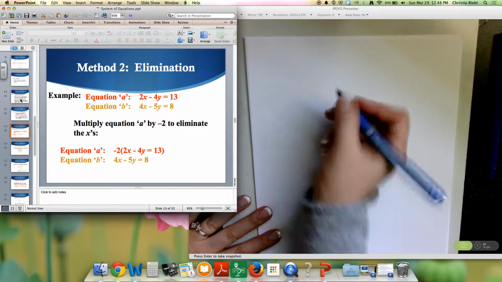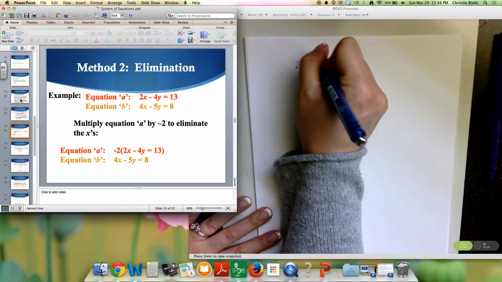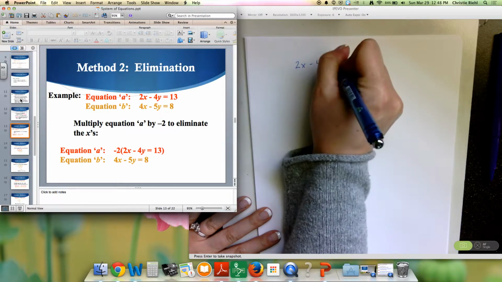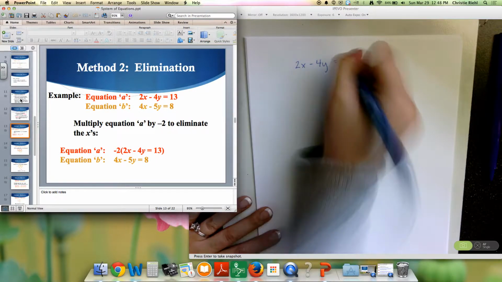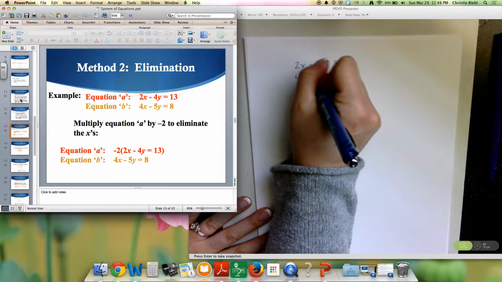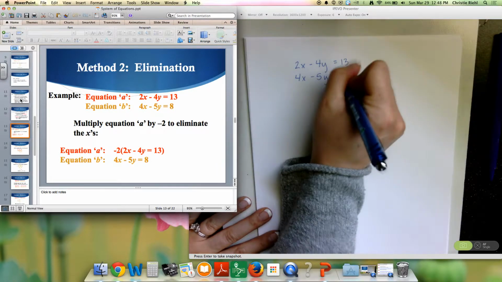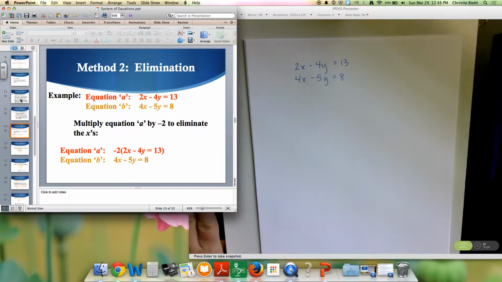So again, if I have 2x minus 4y equals 13, and 4x minus 5y equals 8. Go ahead and push pause and find your elimination.